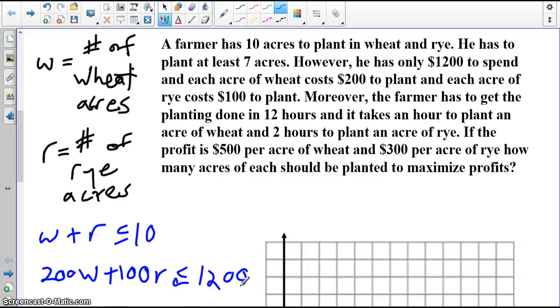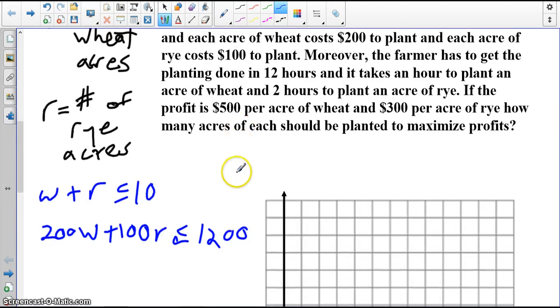Another constraint. The farmer has to get the planting done in 12 hours, and it takes an hour to plant an acre of wheat and 2 hours to plant an acre of rye. So the third sentence gives us another inequality. Okay?